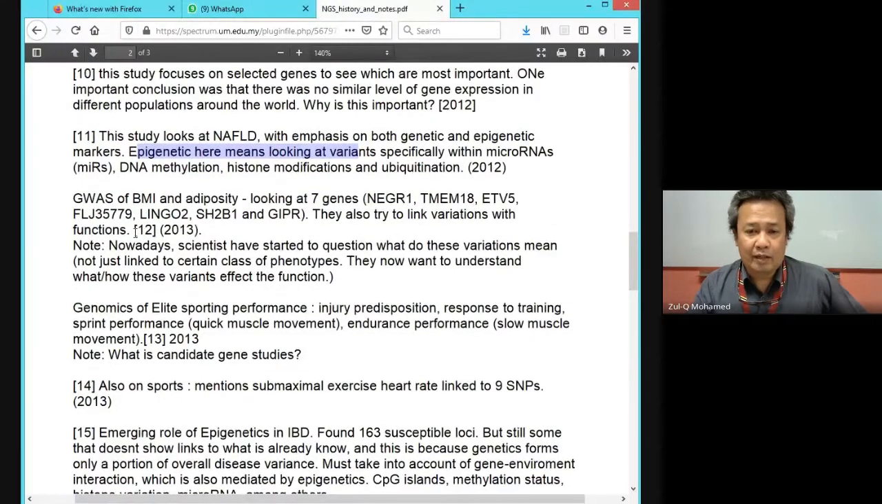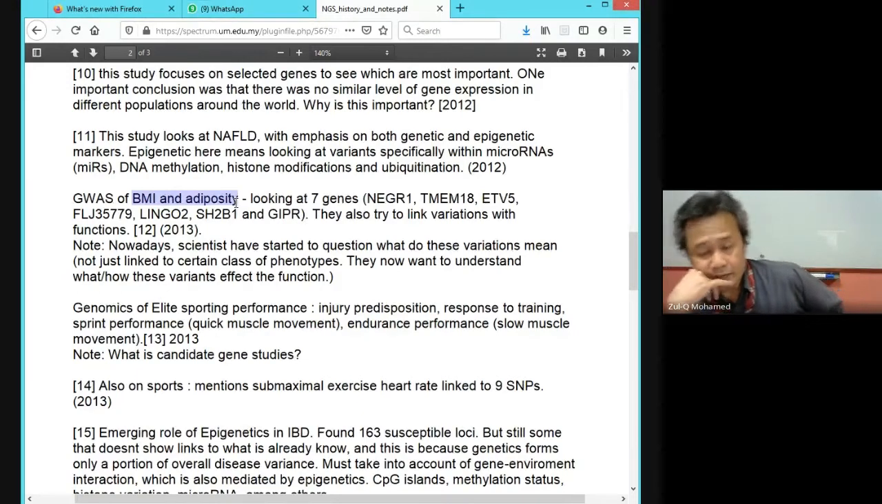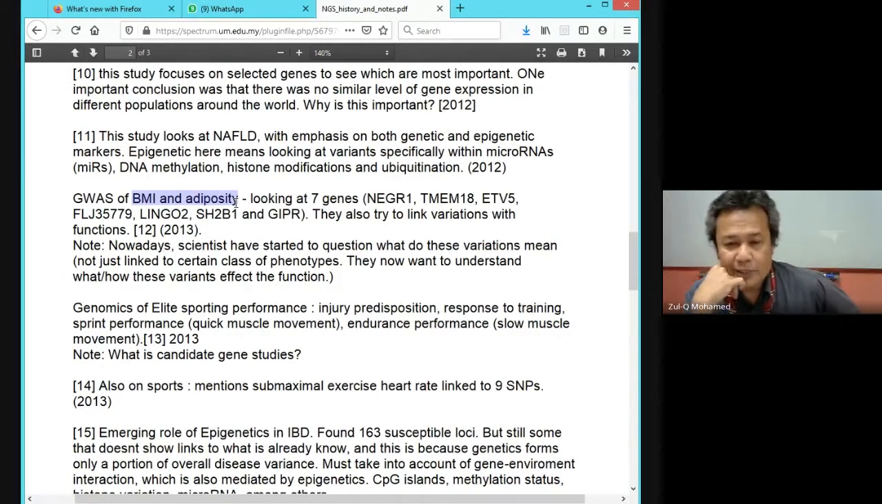Paper number 12 looks at GWAS and obesity, right? Obesity and adiposity. What is adiposity? The adipose tissue is where a lot of fat is stored, right? And this one is a candidate gene study. They look at 7 different genes, and now they are also trying to link variations with function.